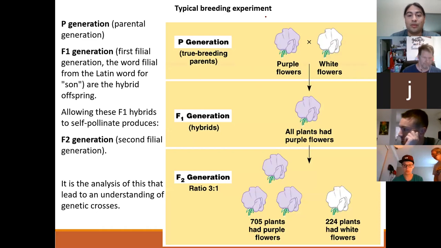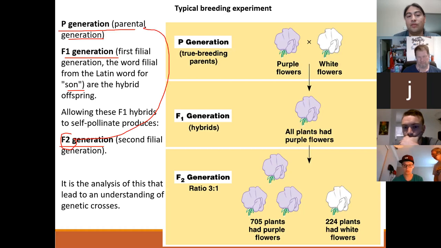So again, in the same experiment, the P generation is the parental generation, the F1 generation is the first filial generation, from the Latin word filial, which means son. And then the F2 generation means the filial 2 generation. So let's try to keep in mind when I'm telling you the F1 or the F2. If I'm speaking about the F2, that means they are the grandchildren of the P generation. The F1 generation are going to be the direct children of the P generation over here.